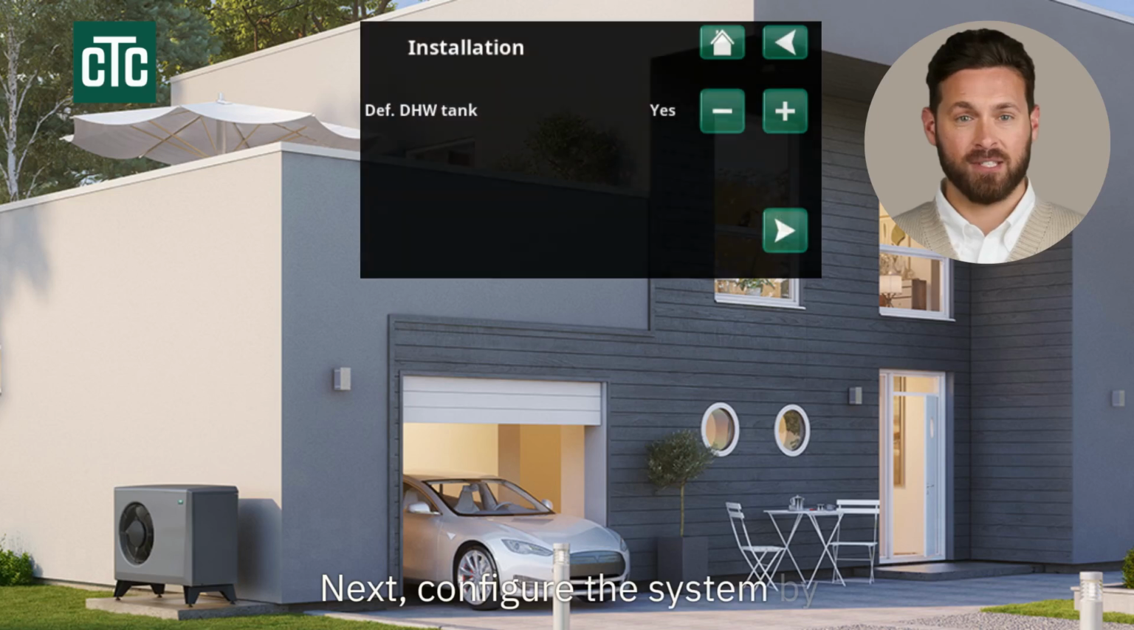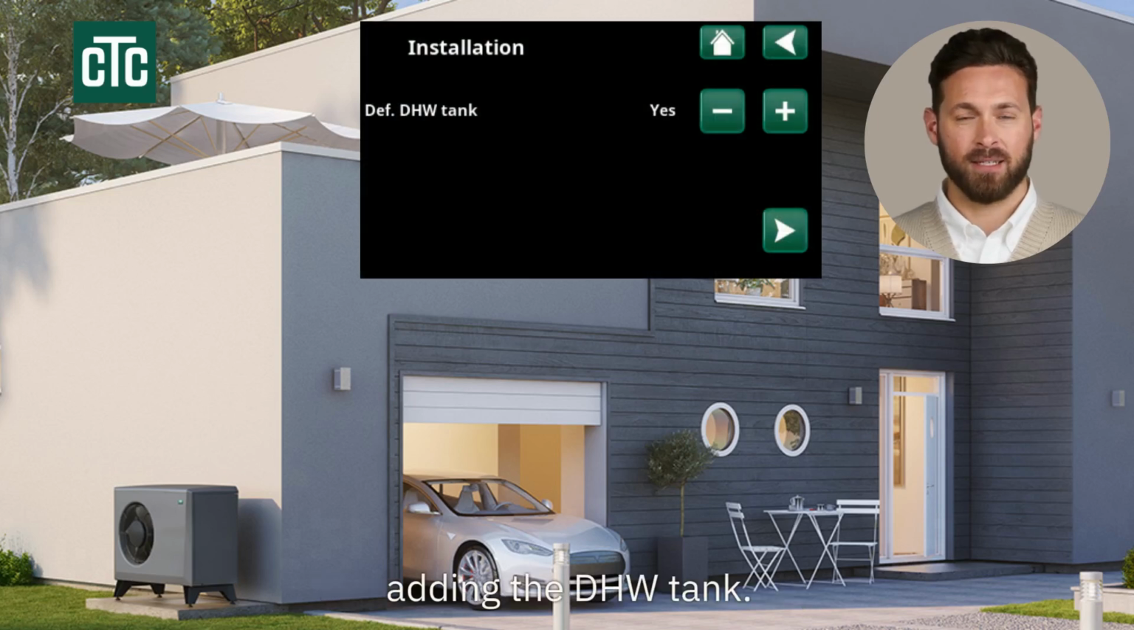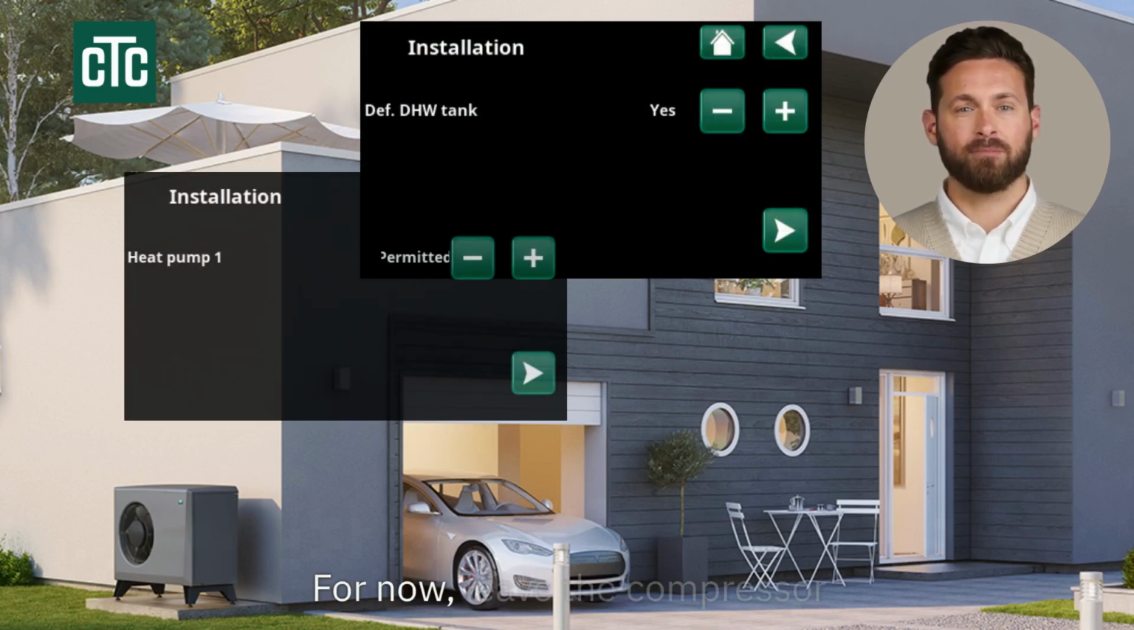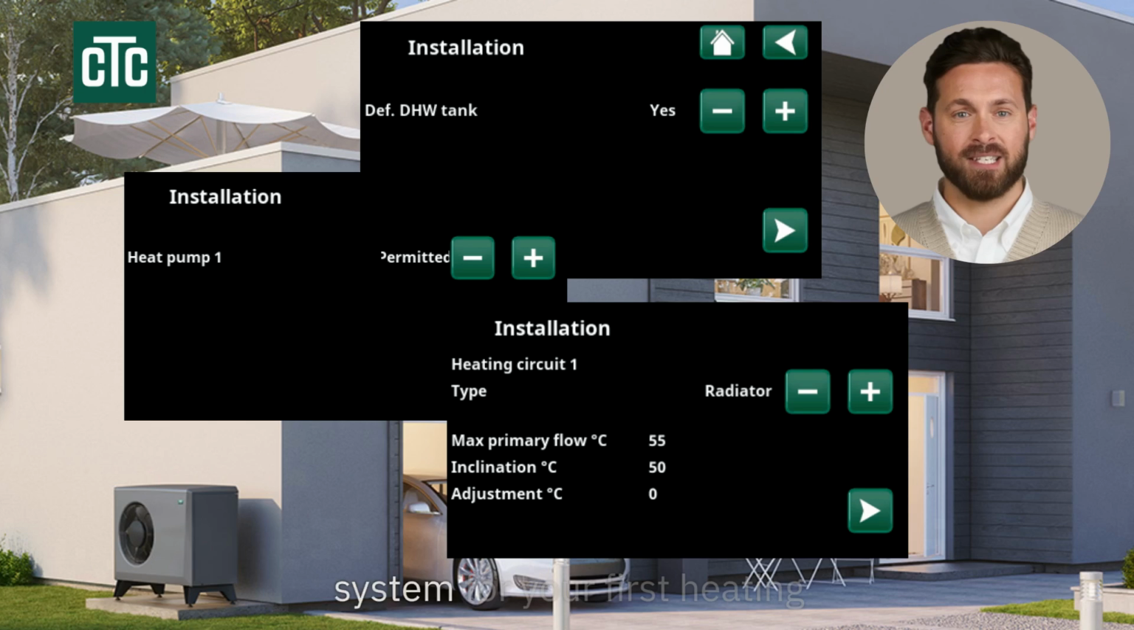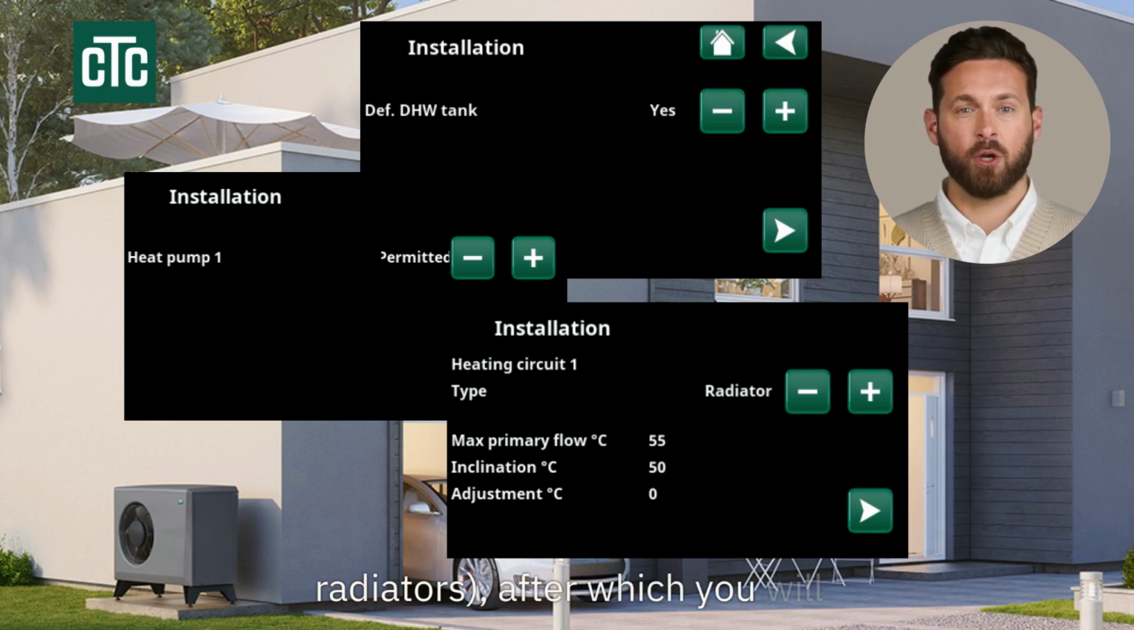Next, configure the system by adding the DHW tank. For now, leave the compressor blocked. Choose the type of heating system for your first heating circuit, underfloor heating or radiators, after which you will be directed to the main screen.